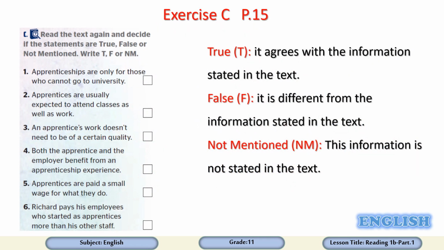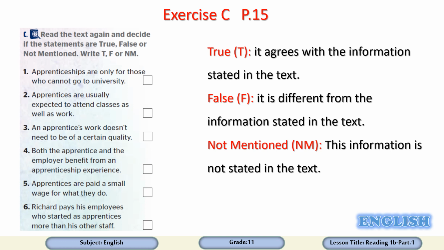Let's go now with exercise C, page 15. Read the text again and decide if the statements are true, false, or not mentioned. Write T, F, or NM. True here means that the statement agrees with the information stated in the text. False means that the statement is different from the information stated in the text. Not mentioned means that the information is not stated in the text. Before you start answering, read the statements and underline the keywords.